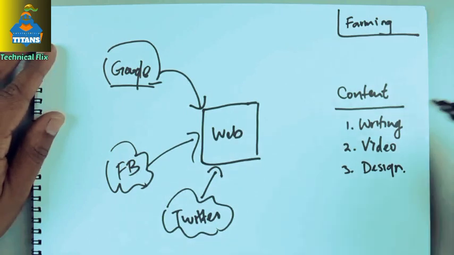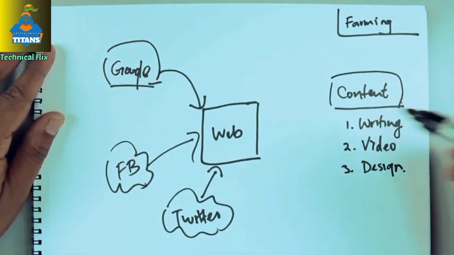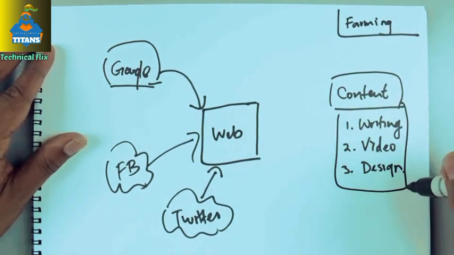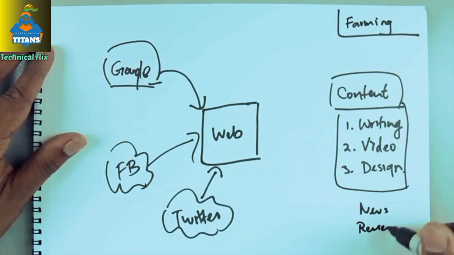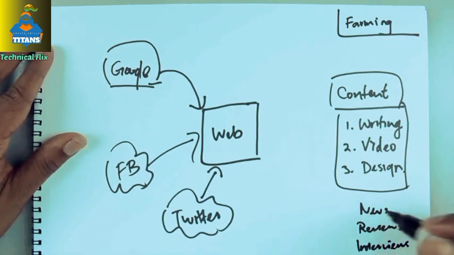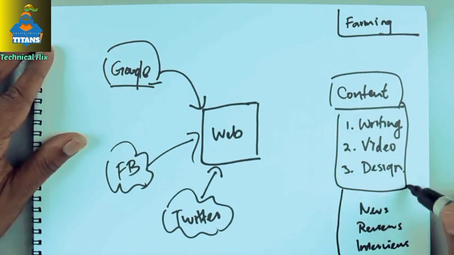So you need to have content. And what kind of content? Well, people say content is king. But what kind of content really matters here, okay? So the content that really matters: news, reviews, interviews, opinions, etc. So this is the type of content.